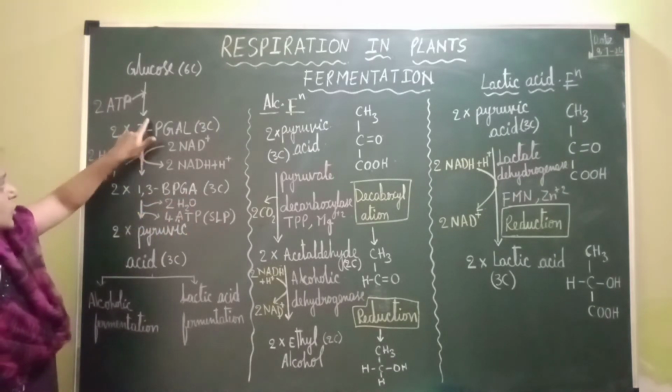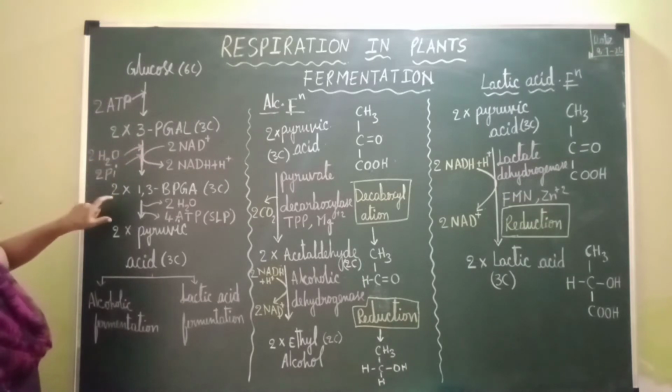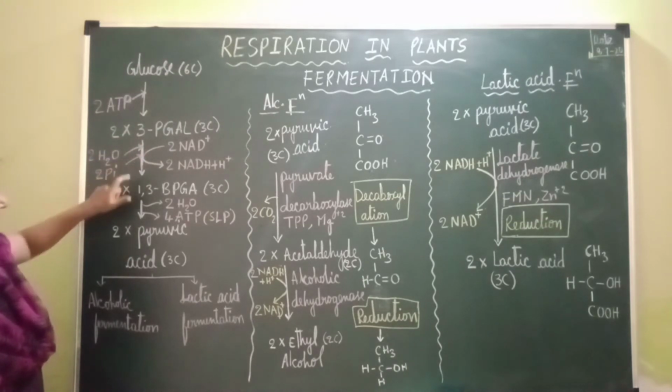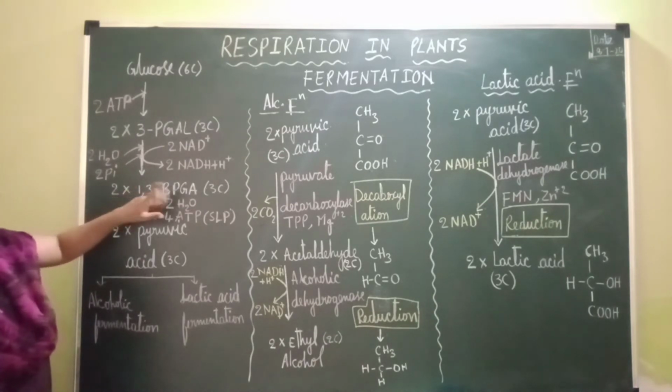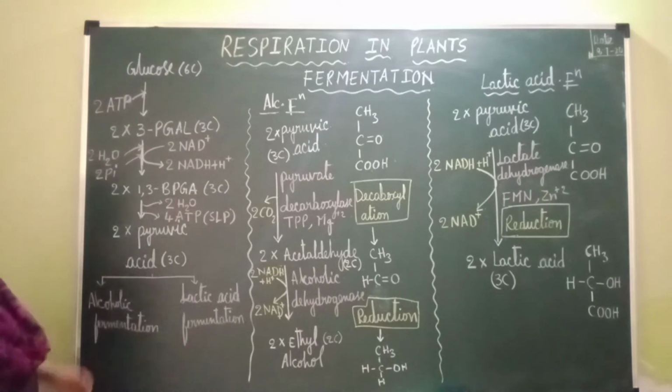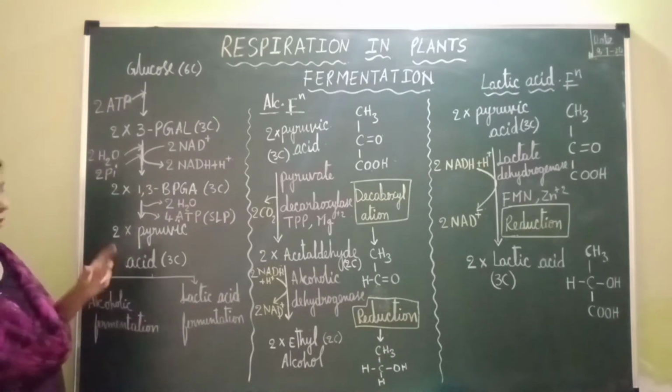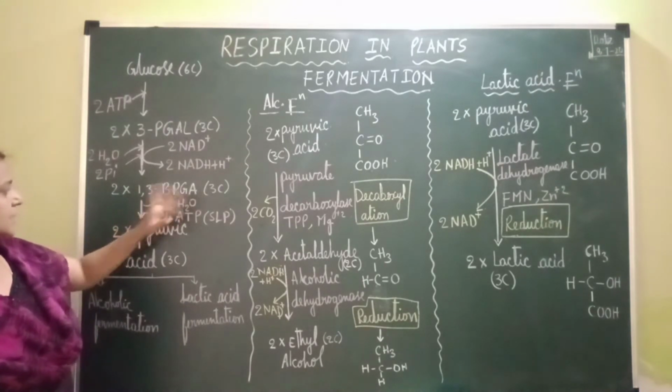Previously, it had a phosphate group at the third position. Now, due to the addition of one more phosphate, a phosphate is added at the first position, the first carbon atom of this bis-PGAL. Bis means two phosphates, bis-phosphoglyceric acid.